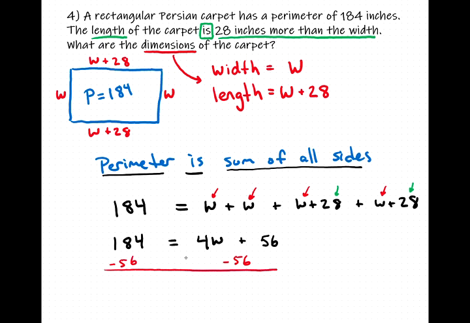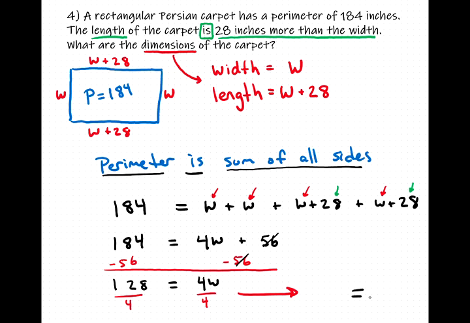So on the right-hand side, those 56's cancel, one positive, one negative. So we're left with 4W. And on the left-hand side, we have 184 minus 56. And that should be 128. Right. One more thing to do. Now we have 4 times W. We want to get rid of the times 4. We do that with a divide by 4. Let's come over here so we have a little bit more room.